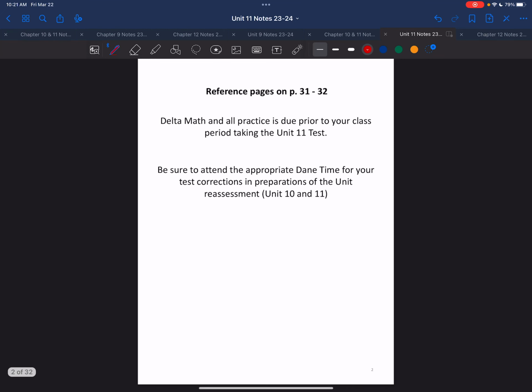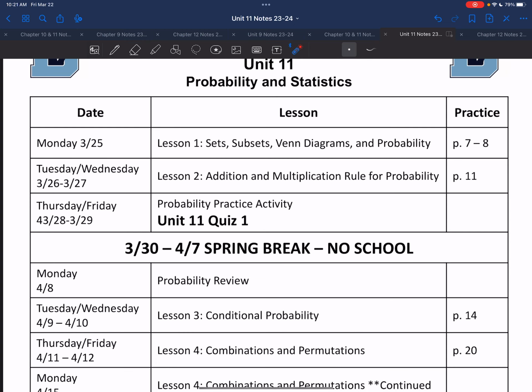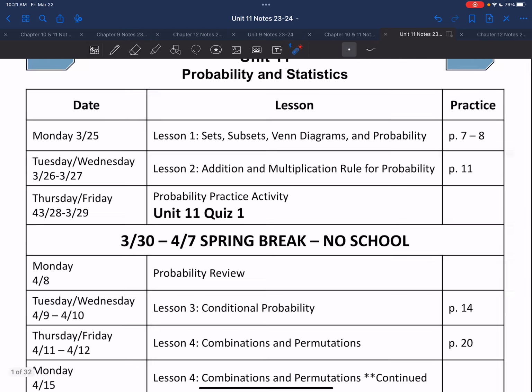All right, guys, so in this video, we're going to be going over Lesson 1's notes for Unit 11. Really quick, though, geometry, this is Unit 11. We're going to be talking about probability and statistics. Today, like I said, it was Lesson 1. We're going to be talking about sets, subsets, Venn diagrams, and probability. And then afterward, we're going to have a little bit of practice on pages 7 and 8. Just to show you a little heads up of how this unit's going to go.